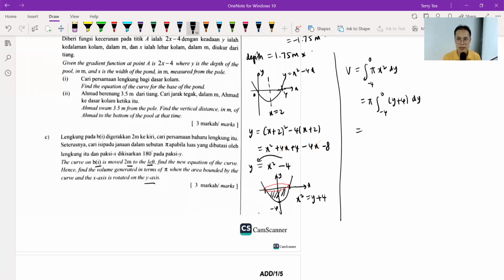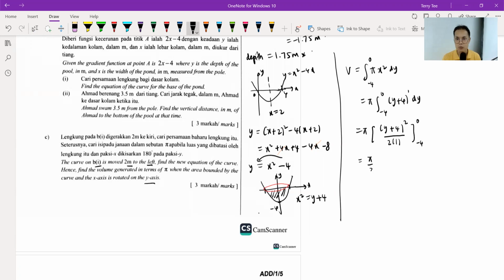Okay, so when you integrate, it's up to you. You may want to integrate term by term. I like to use the composite function method. That is, I copy the bracket. This is power 1. I increase the power by 1, it becomes 2. I divide by 2. I differentiate inside the bracket, which is 1. Lower limit minus 4, upper limit 0.